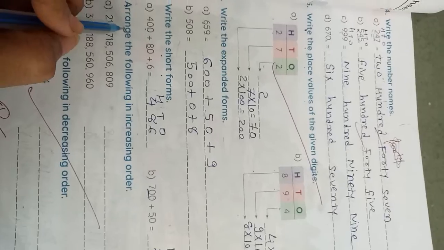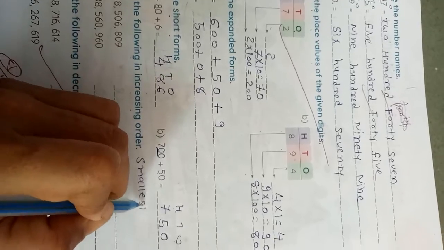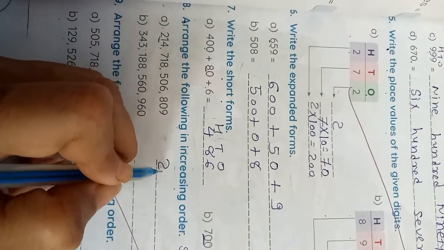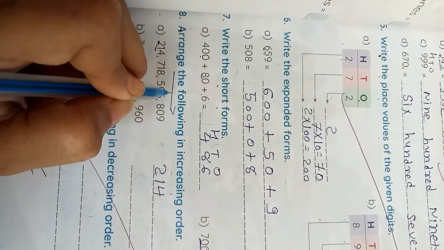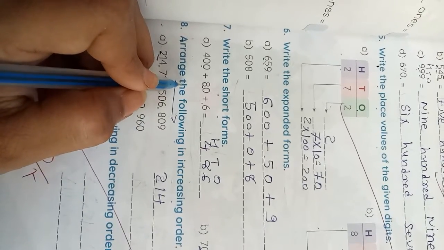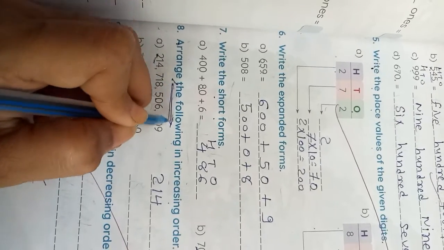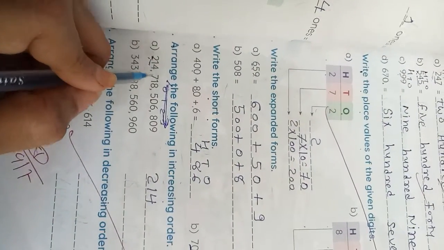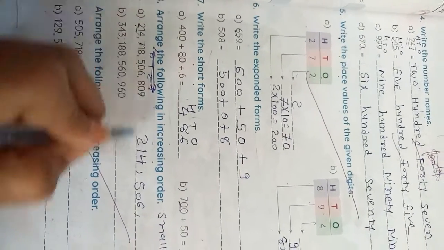Question number 8 is: arrange the following in increasing order. Increasing means you have to arrange numbers from smallest to greatest. In this you can see 214 is smallest, because here 2. Then take the 5. On your scale, move from left to right, 0 1 2 3. Then 2 comes first, then after that 5, so 506. After 5 what comes? 7.